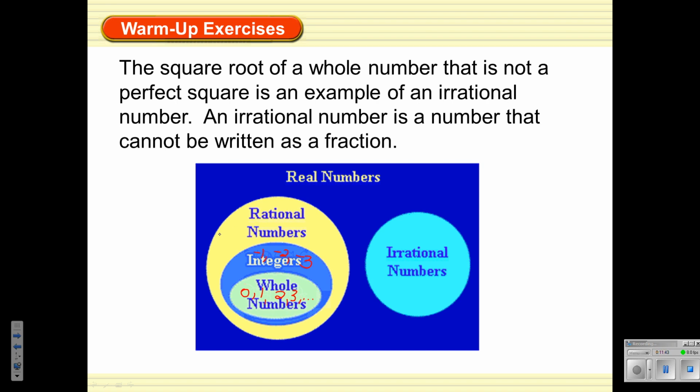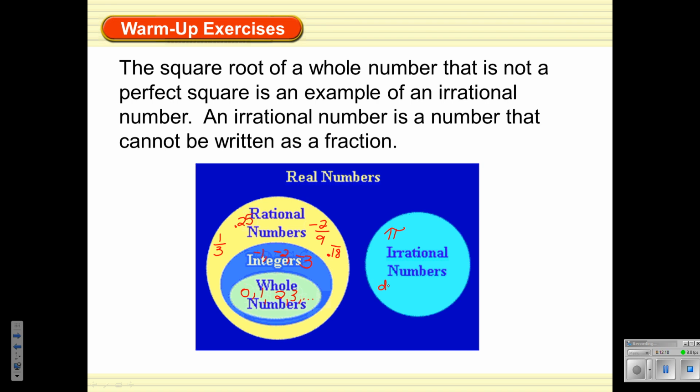Rational numbers are things like fractions, 1/3, negative 2/9, 0.18 repeating, 0.25. All of these are rational numbers, and all of these numbers can be written as a fraction. Every one of these numbers can be written as a fraction. An example of an irrational number that you are probably most familiar with is pi. Pi is irrational.